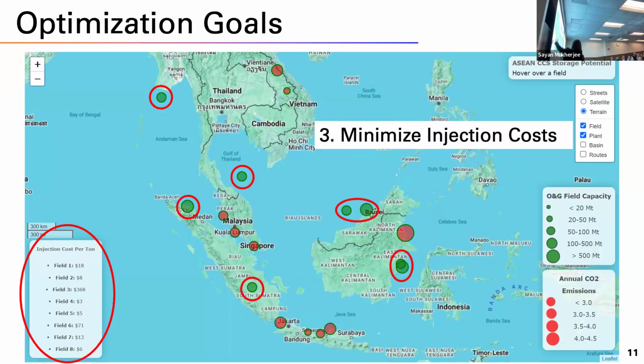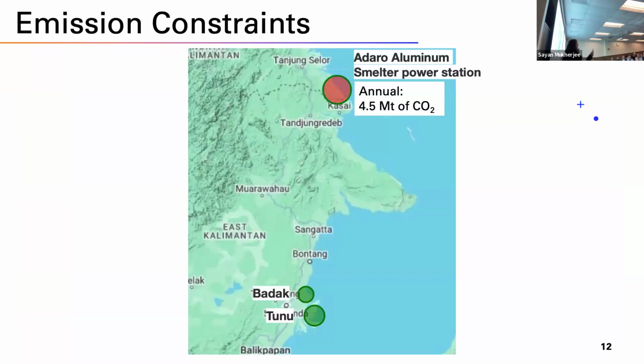Through these fields, we have the basic injection costs, but they do depend on which oil and gas reservoir you're using, and if you're using different types of aquifers as well. So this is just the three main points we're looking to optimize. Getting into the optimization problem, I set up initial constraints just to make it feasible. And the first constraint is the emission constraint.